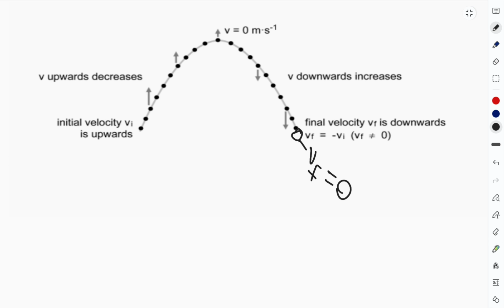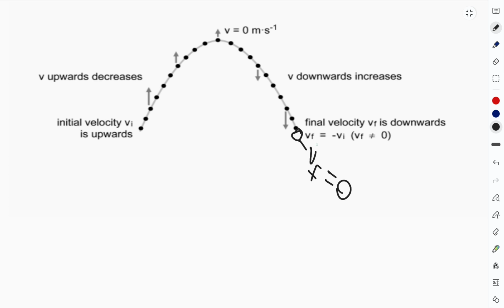And that final velocity, don't confuse it with the velocity at the maximum height and say it's 0. Remember, at the maximum height, the velocity is 0 because it changes from moving up to moving down. So it changes direction from moving up to moving down. But just before it hits the ground, it's still moving downwards. So that means it still has velocity.